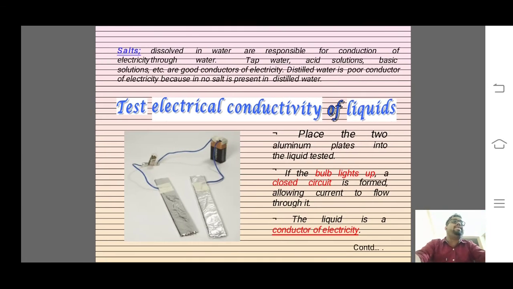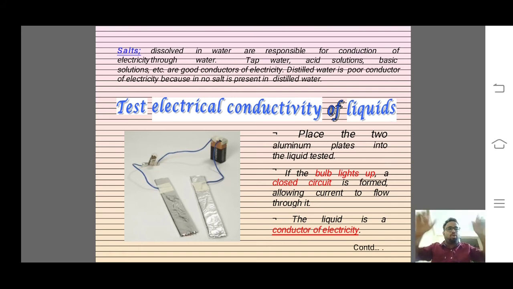Then how to test the electrical conductivity of liquids? You can place the two aluminum plates, and you can place the liquid also. If the bulb lights up, and it is allowing the current to pass, then that liquid is called a good conductor of electricity. So suppose, students, you take a battery, you take connecting wires, you take two rods and dip the rods in a solution.